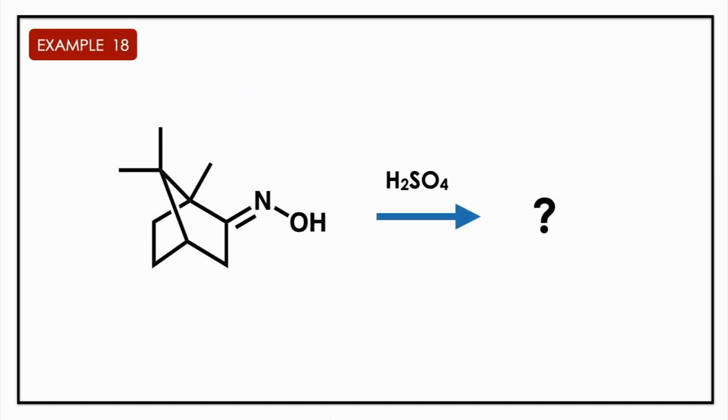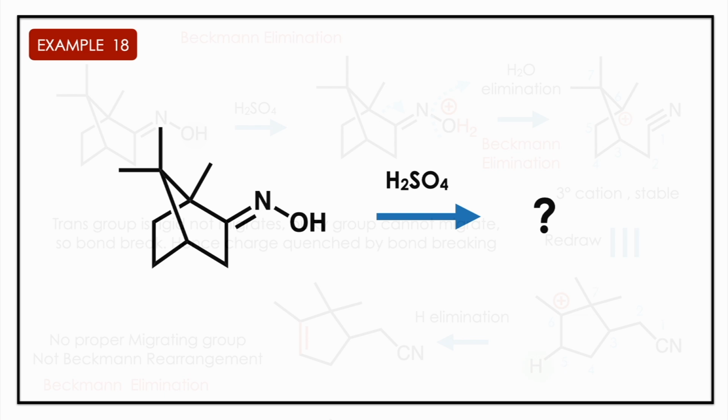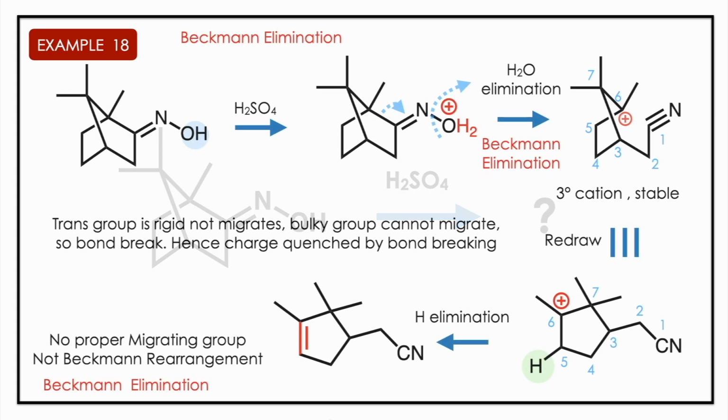Then the next reaction, you have a bicyclic compound with hydroxylamine, two methyl groups at the bridges and one methyl group at another bridge. You are using sulfuric acid. You should find what will be the final product. Here oxime is there and the acid you are using. So Beckmann rearrangement. First step will be attack of acid on alcohol. H2O elimination is possible. So trans groups would migrate for H2O elimination.